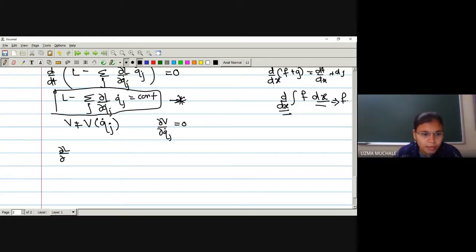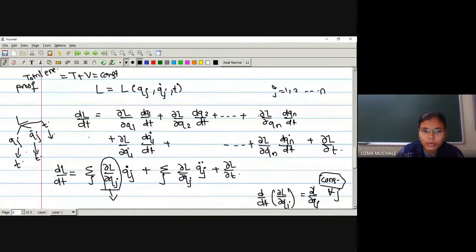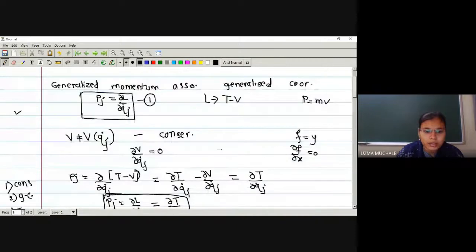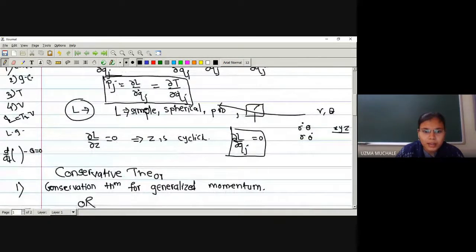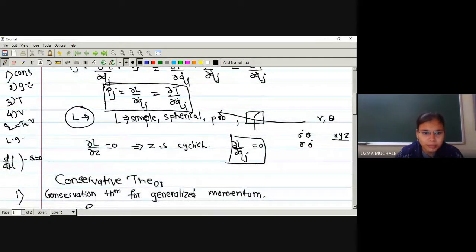Now let us go back to what we have seen initially in this lecture. What we have seen is that the generalized momentum is dou L by dou Qj dot. Okay, what do you mean by dou L by dou Qj dot? Okay, let me go to the equation which we have seen. Here we have derived this equation: Pj is equal to dou L by dou Qj dot, which is equal to dou T by dou Qj dot.